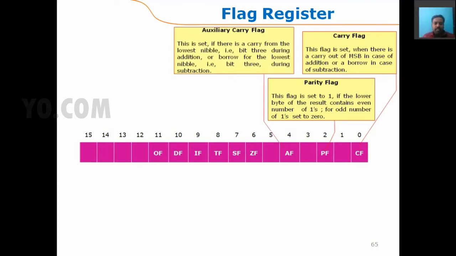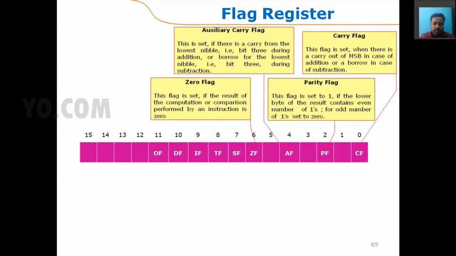So next one is auxiliary carry flag. Okay, so carry flag means the carry out from MSB. But auxiliary carry means carry out from the lower nibble. Lower nibble means 4 bits. Okay, so bit 3 during addition or borrow for the lowest nibble, therefore bit 3 during subtraction. So this is set if there is a carry from the lowest nibble. Okay, that is the auxiliary carry, so don't confuse carry and auxiliary carry flag.